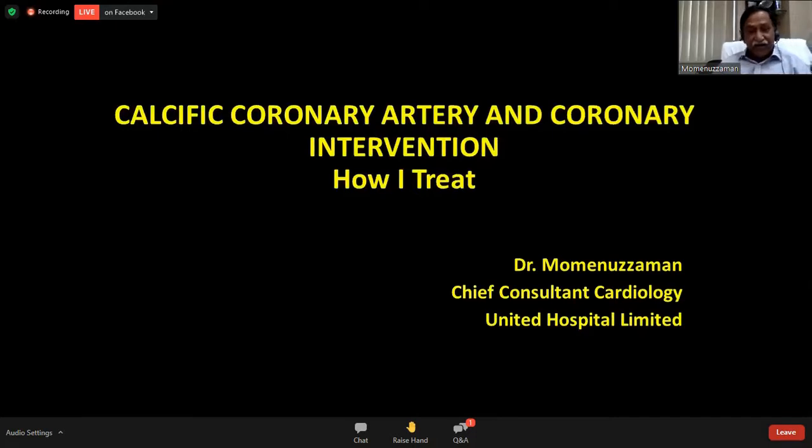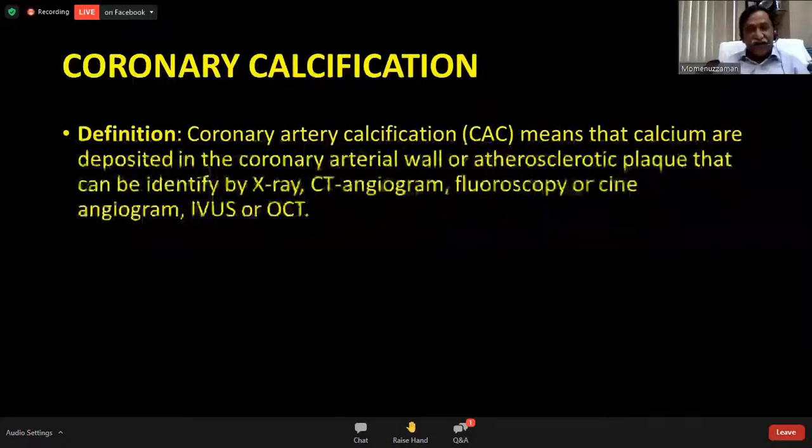As you know, the two Achilles heel for intervention is one is calcification, other is the thrombus. So my talk is on the calcific coronary artery disease and intervention. As you know, coronary artery calcification means that calcium is deposited in the coronary artery wall or atherosclerotic plaque. That can be identified by X-ray, CT angiogram, fluoroscopy, cine angiogram, intravascular ultrasound, or OCT.